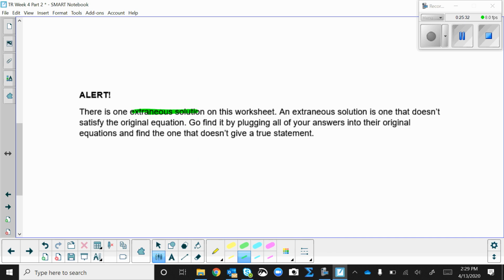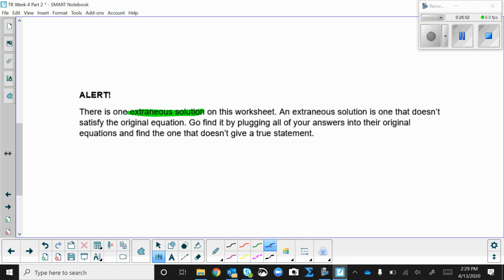Extraneous solutions are something we've talked about before. They're solutions that don't actually work. They're like fake solutions. An extraneous solution is one that doesn't satisfy the original equation. Go find it by plugging all of your answers into their original equations and find the one that doesn't give a true statement. Now, I'm going to show you an example of what that means, but this isn't going to actually be the one.